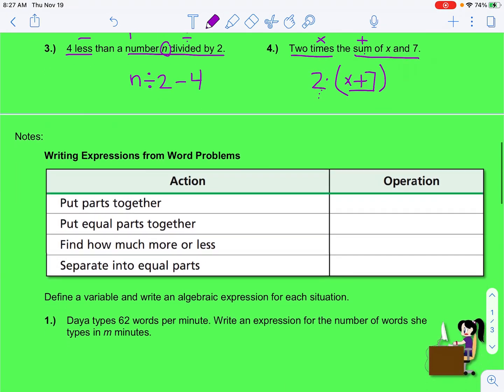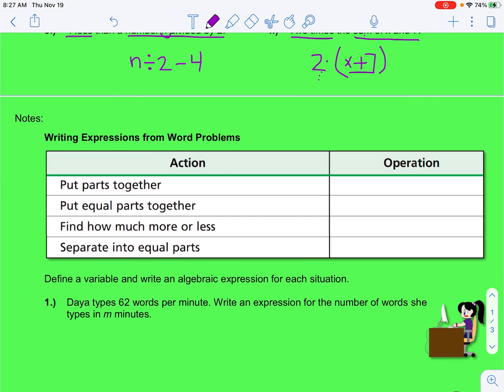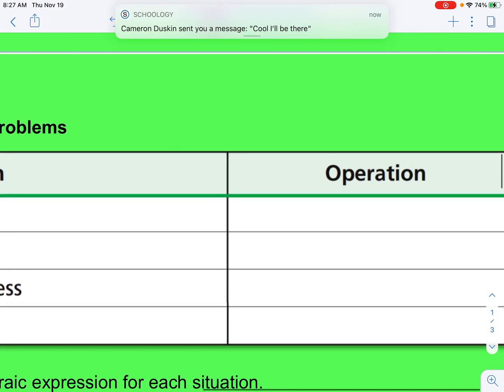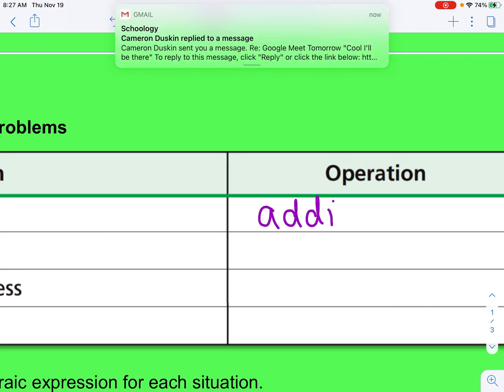Alright, let's move on to our next section. This time we're going to write expressions from word problems. So we have this little table. We are going to figure out which operation each sentence is telling us. So our first one is to put parts together. So if I have 4 different parts and I'm putting them together, I am adding them.